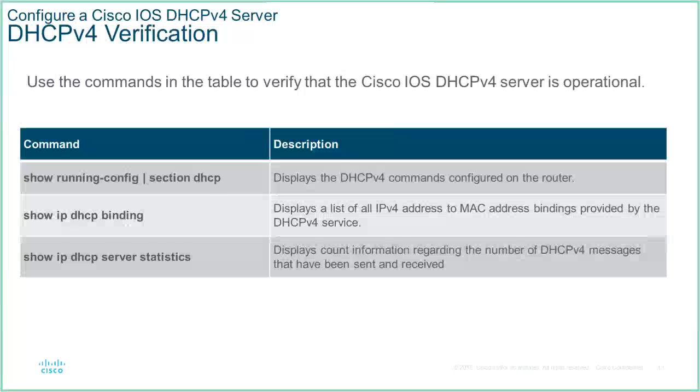Confirmation commands are show running-config, and the section we're looking for is DHCP. A show ip dhcp binding on the router will display all the MAC addresses to their IP addresses that have been assigned, and show ip dhcp server statistics gives us all the information regarding the messages that are being sent and received via the server.